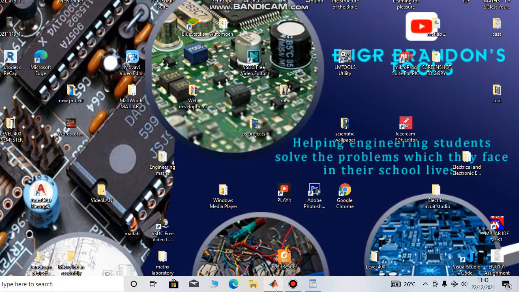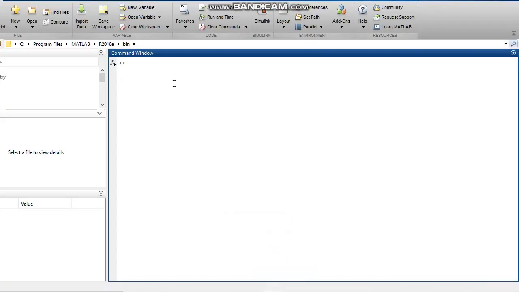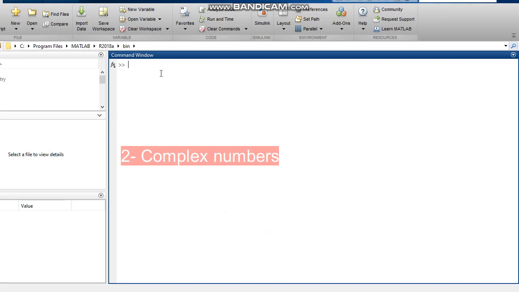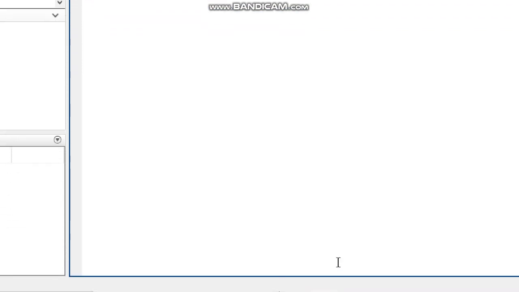So today we are on our second lesson of MATLAB. Our program for today is we are going to do exponential and logarithmic functions with MATLAB. We are going to do complex numbers with MATLAB. So if you watch my previous video, you understand the main basics of MATLAB. So I have some examples which I have set for this tutorial.